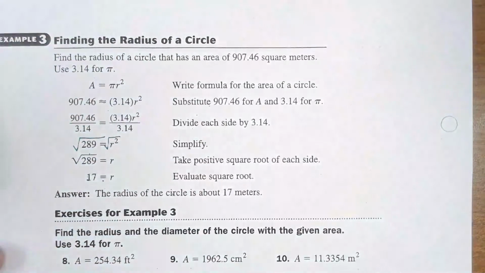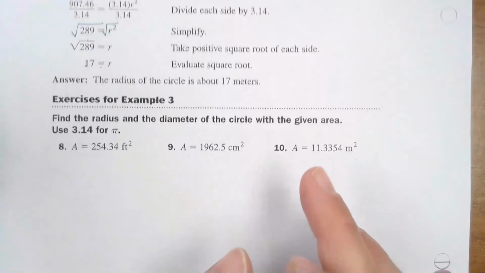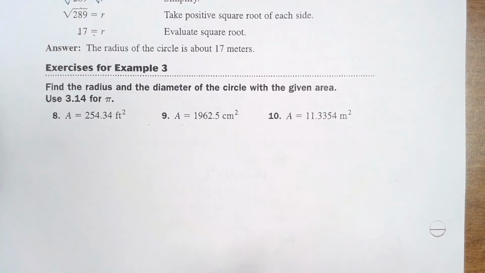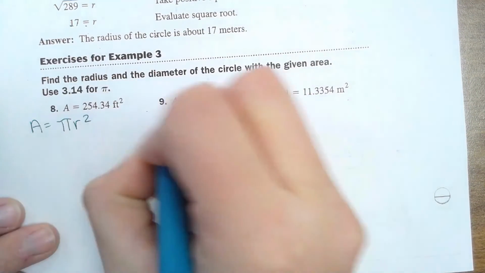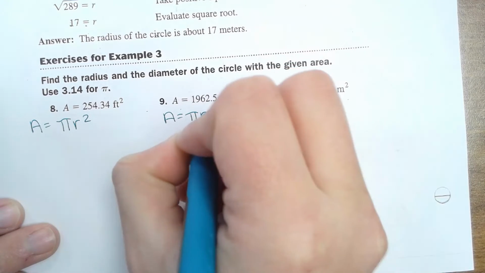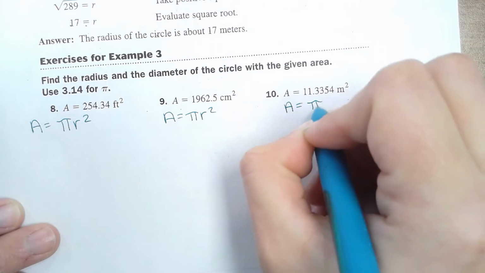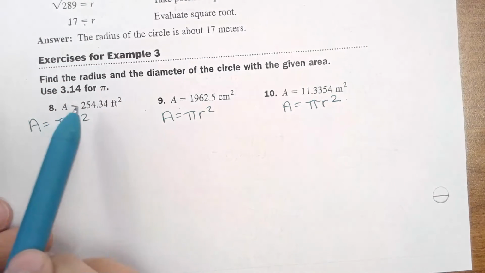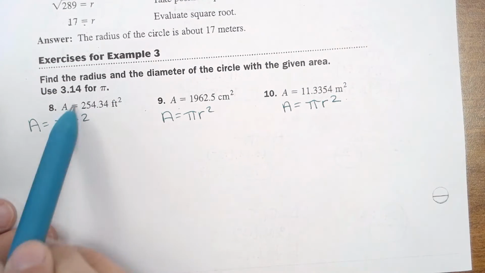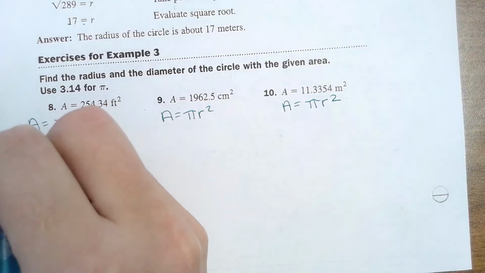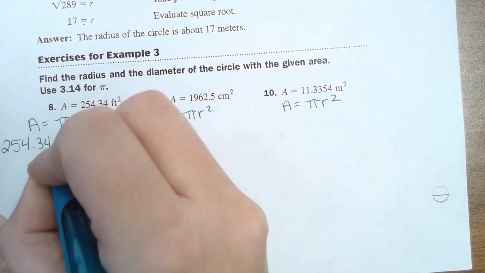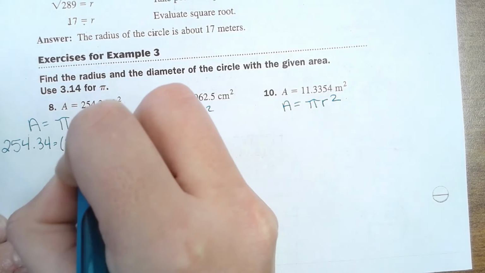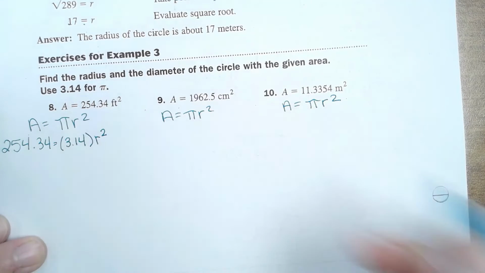All right, so let's just try some, okay? So find the radius and the diameter of the circle with the given area. Okay, so the first thing that we're just going to do is write down the formula for all of them. And then your area, if they give you A, you're just going to substitute that number in for A. And then again, they want us to use 3.14 for pi, so we're going to substitute 3.14 in for pi, and we're going to solve for r squared.